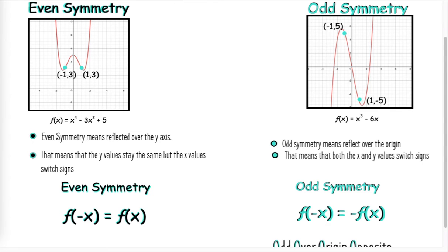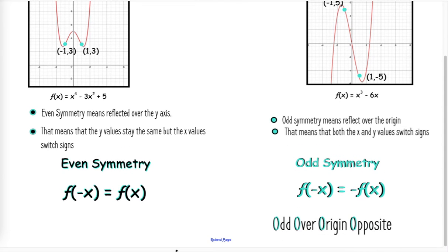Odd symmetry is reflect over the origin. That means both the x and y values switch signs. So as you can see right here, if I had the point (1, -5), when I flip it over the origin, it becomes the point (-1, 5). Both the x and y values change.